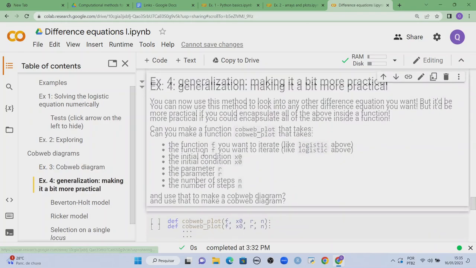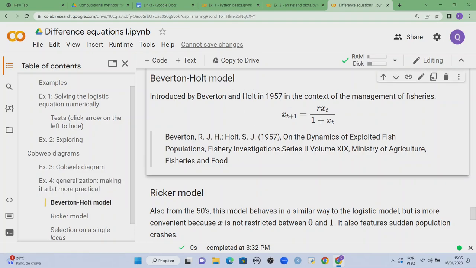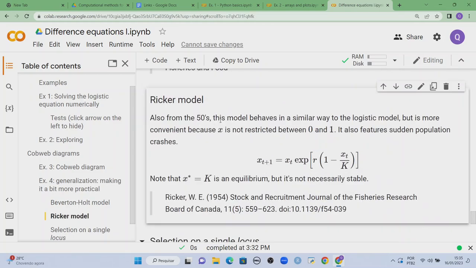And just to make things fun here, I propose a few other models. This is interesting because I think you only saw geometric growth and the discrete logistic equation. But there are many other difference equations that are useful in population biology. I show here the Beverton-Holt model that I think was proposed for fisheries, and the Ricker model that is kind of similar in behavior to the logistic model, but I think it's nicer. I think it was proposed for, I don't remember if it was fruit flies or blowflies. Do you remember, Silas? I don't remember. But it was also proposed in the 50s.